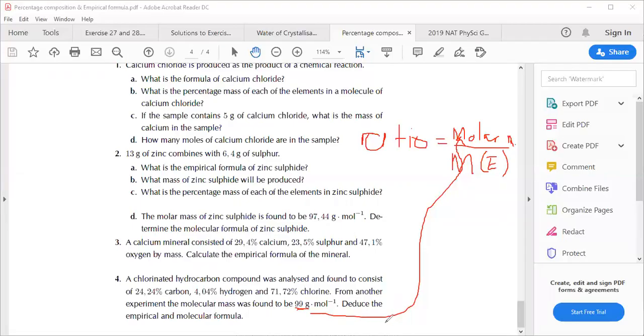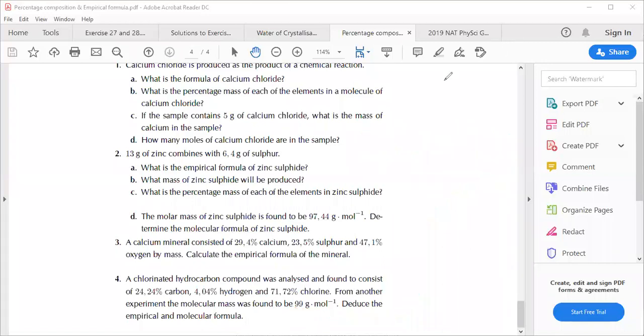Right, so let's start. We have question number 4. On question number 4, what we have? A chlorinated hydrocarbon compound was analyzed and found to consist of 24.24% carbon, 4.04% hydrogen, then 71.72% chlorine.